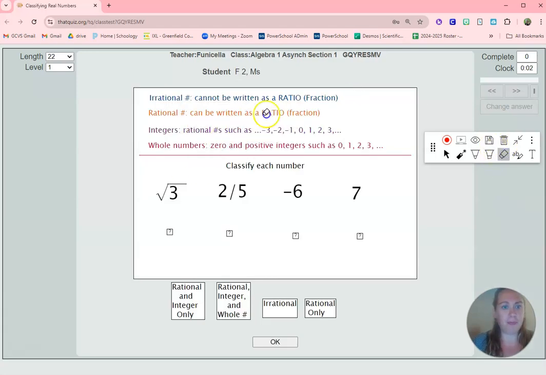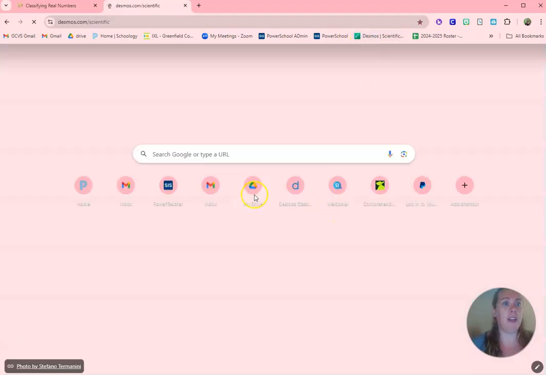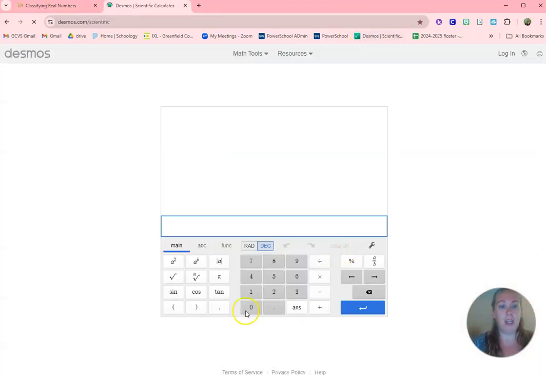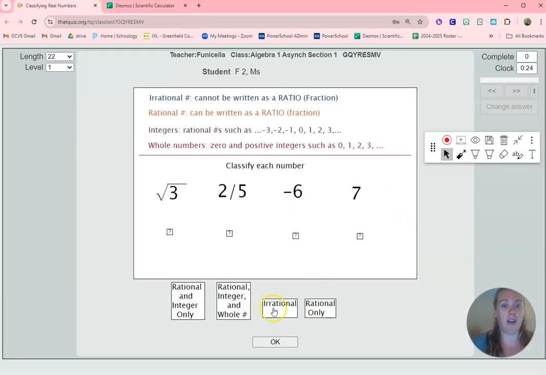Now, as we're going through this, we're going to be dragging and dropping and labeling and classifying each of these different numbers. So let's start with the first one. We have a square root of 3. And maybe you want to open up your calculator just to have it ready. 3 is not a perfect square. This is going to give us a really messy decimal, so we know that this is our irrational.